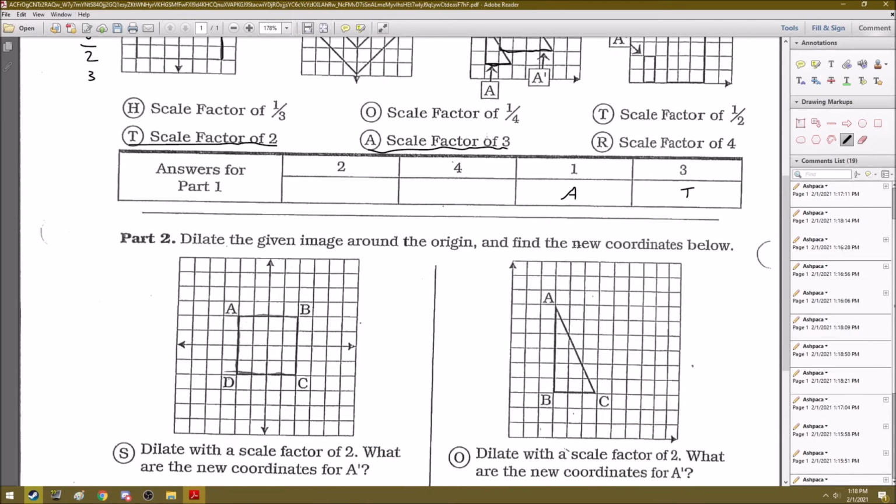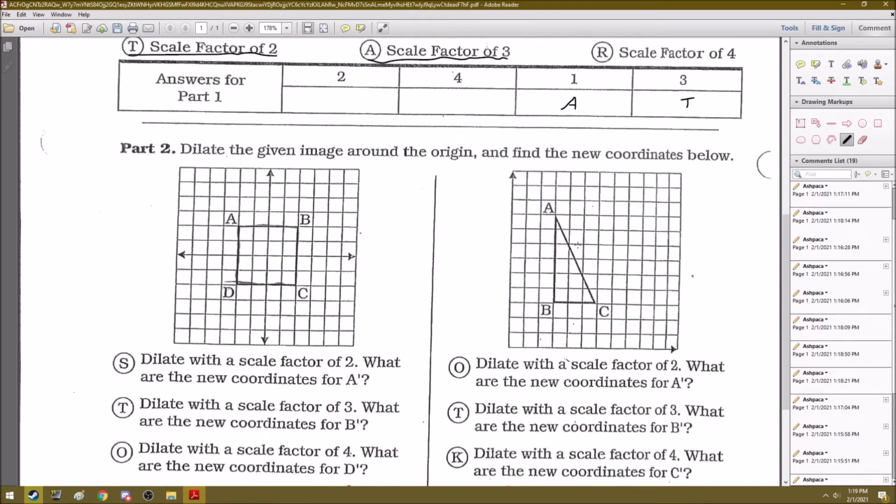Part 2 is a little bit different. In part 2 we are given the dilation and the scale factor and the shape, and we want to find where a certain vertex ends up on the new shape. So here the original shape is ABCD, this square, and it's a little hard to see, but there is a y-axis and an x-axis going through the center of this shape. So write an x and y just so you can see where it is, because it's a little hard to actually see it on the graph.